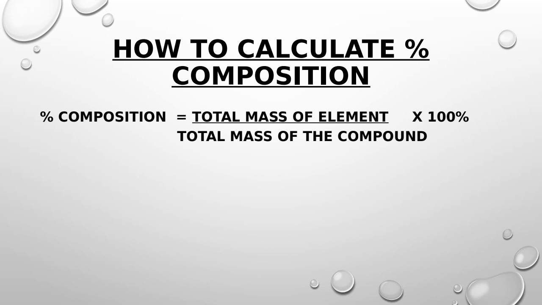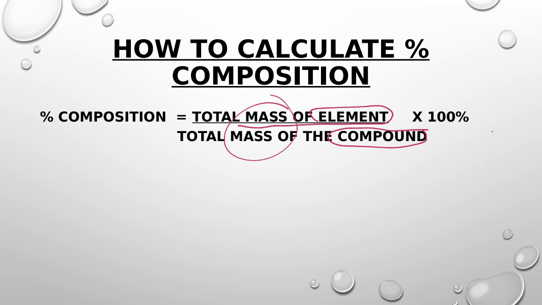When we calculate the percentage composition of a compound, we use this basic formula. We take the total mass of each element in the compound and we divide it by the total mass of the compound. And depending on how many elements are in your compound, you will have either 2 percentage values or 3 or 4. It all depends on the formula of your compound.